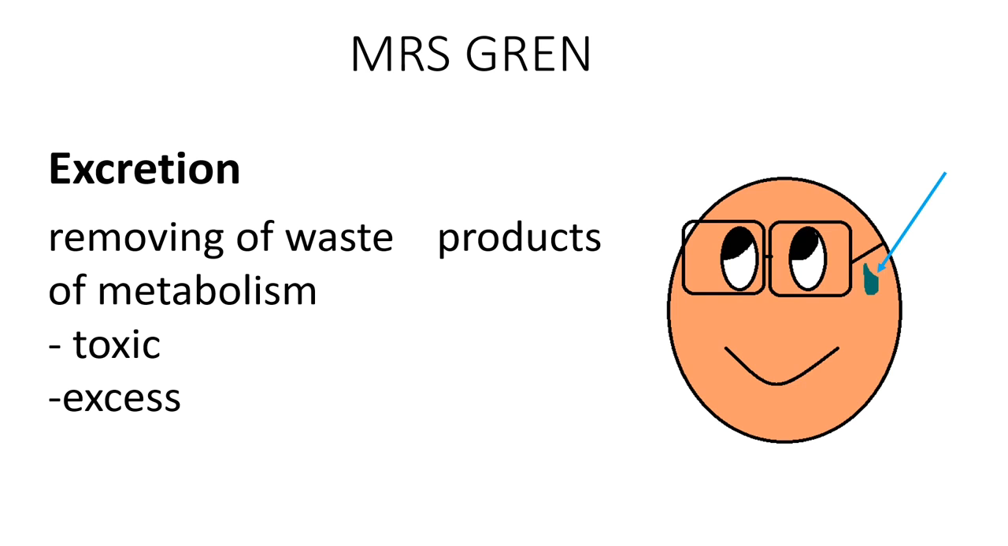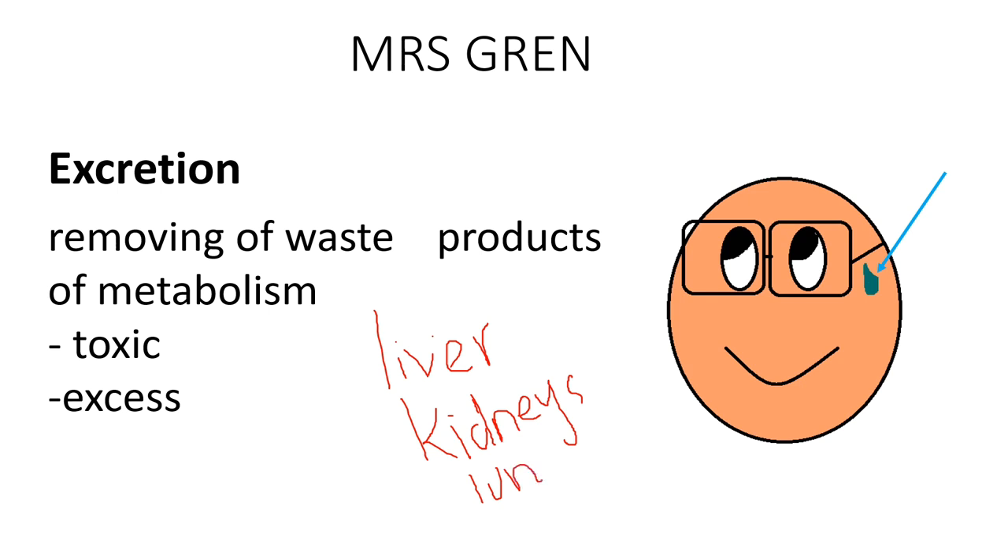The major organs responsible for excretion are the liver. The liver produces a toxic product called urea. Urea is excreted by the kidneys. Another example of metabolic waste would be carbon dioxide, which is excreted by the lungs, and sweat, which is excreted by the skin.